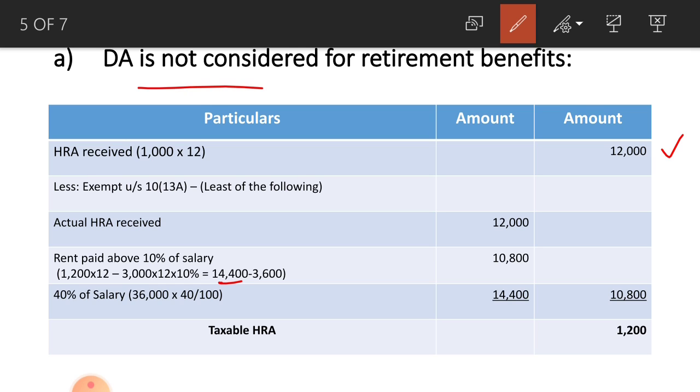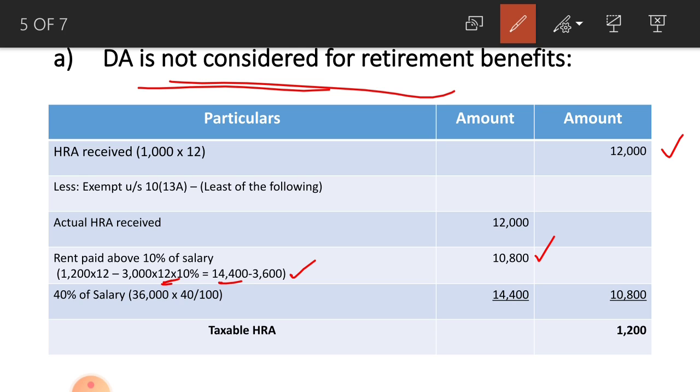Next, salary means, here DA is not considered for retirement benefit. That means salary means only basic, that is 3000, that is for 1 month. You have to convert it into 12 months and 10% of that, that is 10% of 3000 into 12, that amounts to rupees 3600. That means for a year the salary is 36,000. When you deduct 3600, that is 10% of salary from rent paid, you get 10,800.